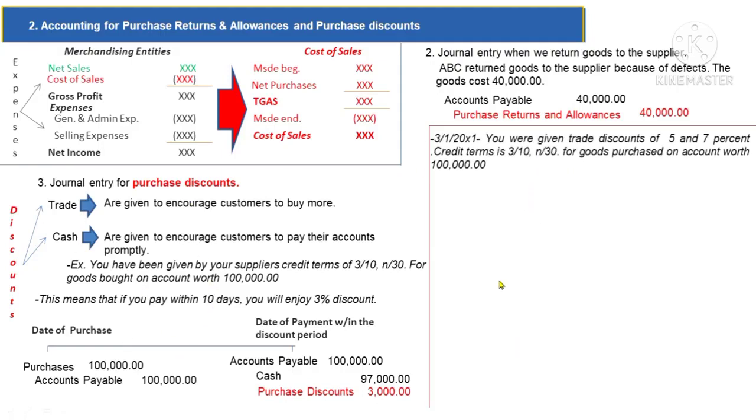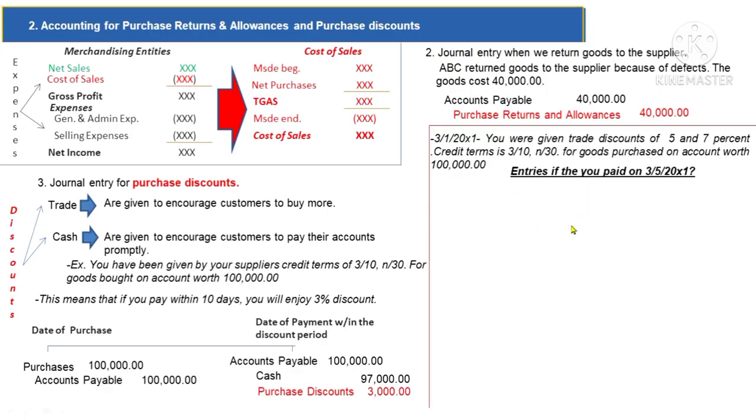So we have here on 3/1/20x1, you were given trade discounts of 5 and 7%, and the credit terms extended is 3, 10, and 30 for goods you purchased on account worth 100,000. So this is similar to the problem in the last episode. However, in here, you are the buyer. So what should be the entries if you paid on 3/5/20x1, or in simple terms, within the discount period?